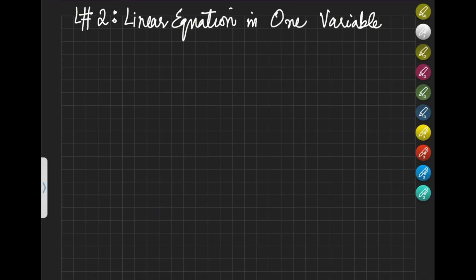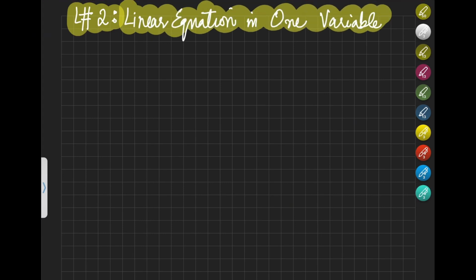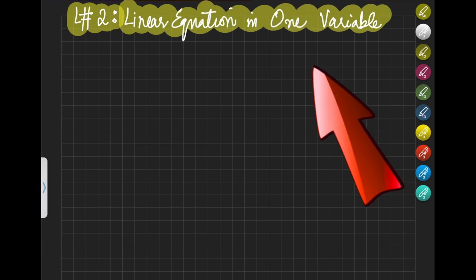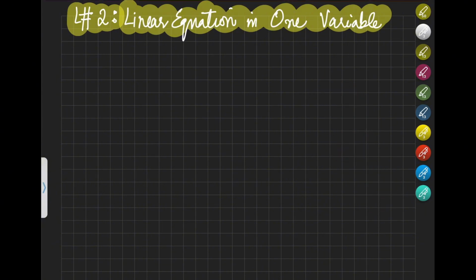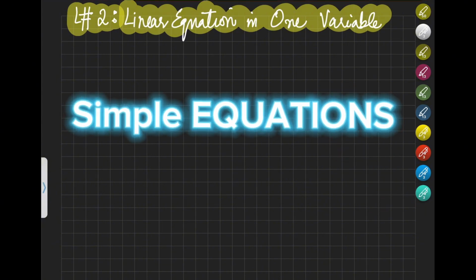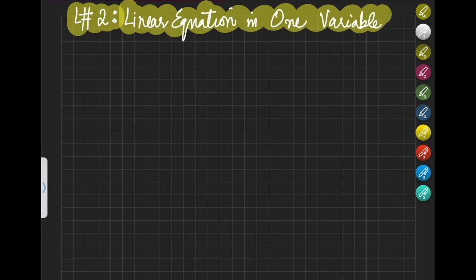Hello everyone. We are doing lesson 2 of class 8th NCERT textbook, linear equation in one variable. In class 7th we learned about simple equations in one variable. We'll also learn the methods to find their solutions. We did a lot of word problems. Then we also learned how to balance the equation.